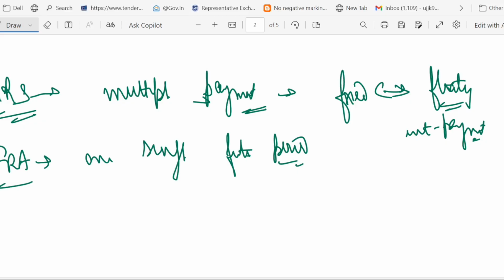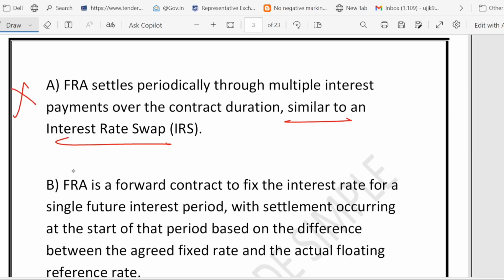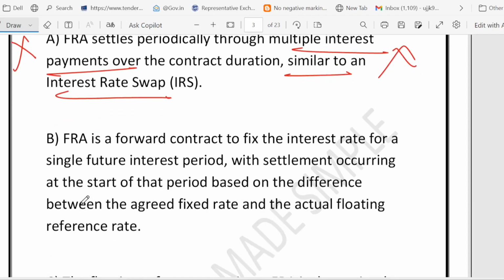You can think of it this way. IRS is like a series of EMIs that you pay every month, but FRA is like a one-time payment for one future period only. So FRA and swap are not equal. It is much simpler and shorter. So that's why option number A is wrong. It says multiple interest payments. No, that's wrong.